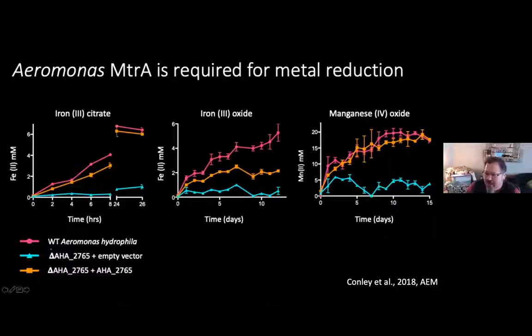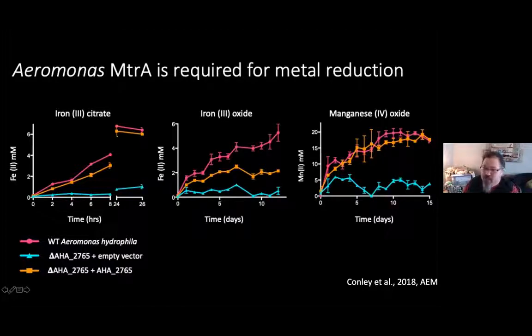In pink, you have the wild type strain reducing over time. And you can see here, iron citrate goes fast. It's soluble, and so cells do this reaction pretty fast. But for iron oxide and for manganese oxide, this is now a couple of weeks. So this is about twice as slow as Shewanella, and that's something we'll come back to a little bit later. But what you see in pink is the wild type producing iron 2 over time, and manganese 2 over time.